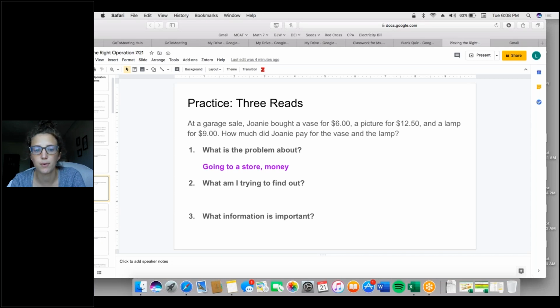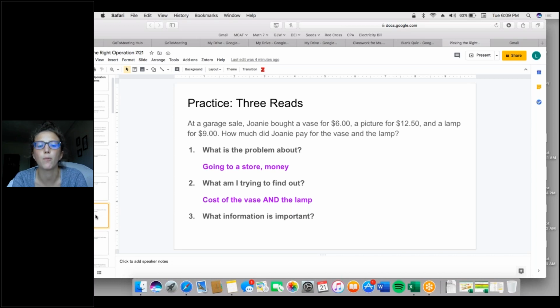All I'm looking for this time I read is what I'm trying to find out, and that's in the last sentence. I'm looking for that total cost of the vase and the lamp. So I'm going to put that in there. I want to know the cost of the vase and the lamp. And I'll read it one more time.